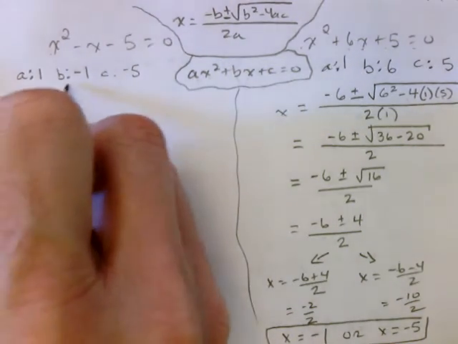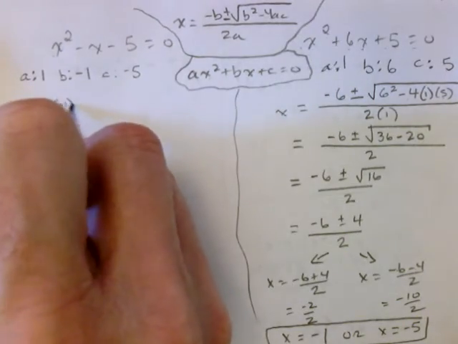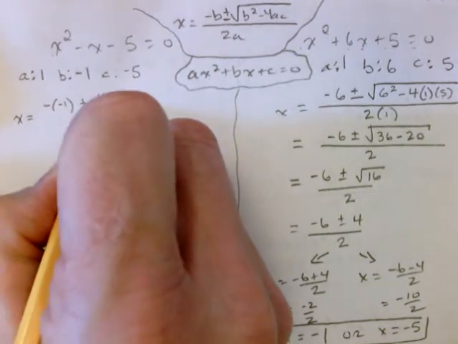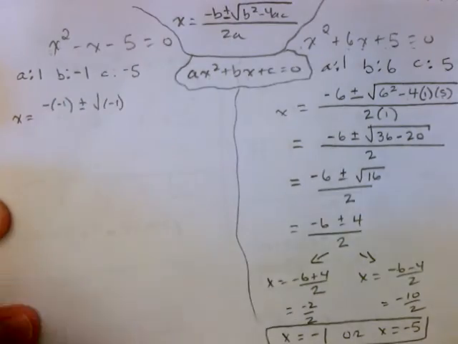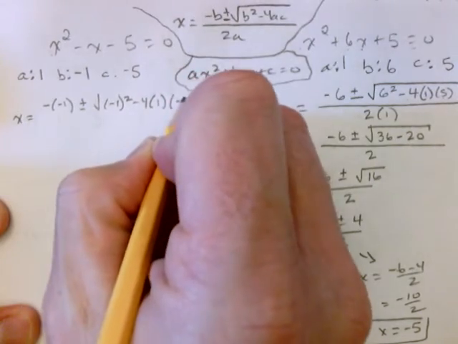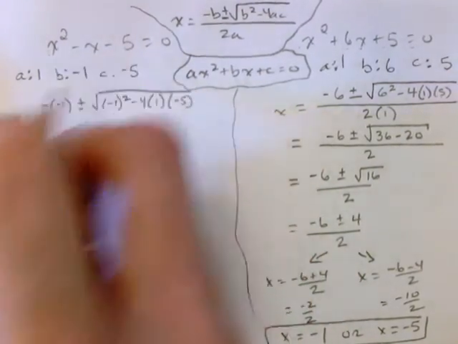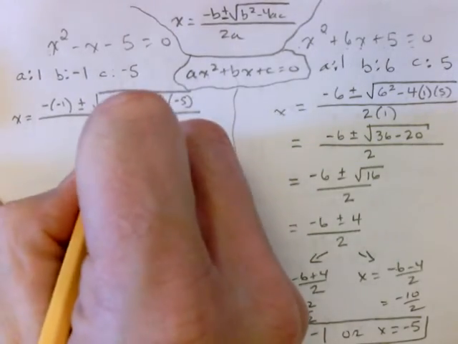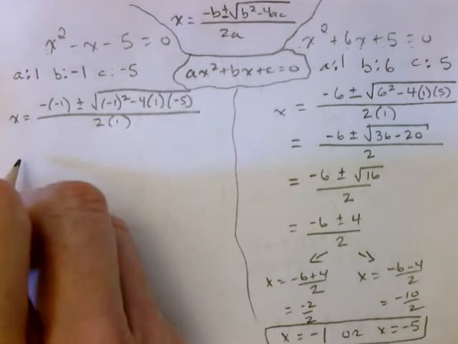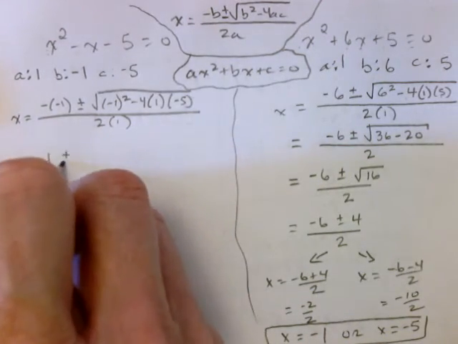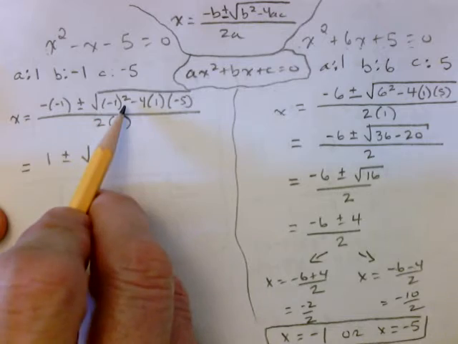X equals the opposite of b, so the opposite of negative 1, plus or minus square root of b squared, which is negative 1 squared, minus 4 times 1 times negative 5. All that goes under the radical sign. This whole thing goes over the fraction bar. And then 2 times 1.